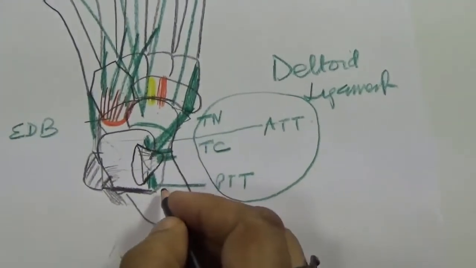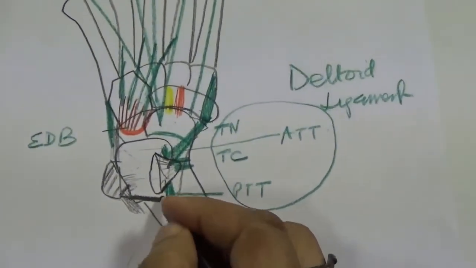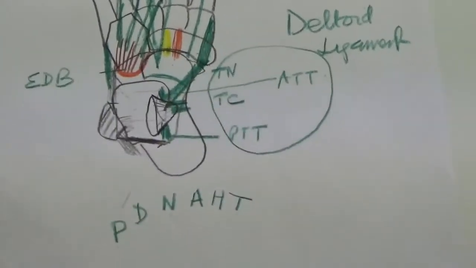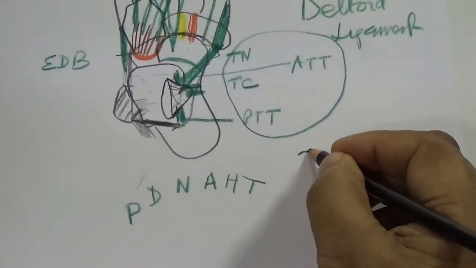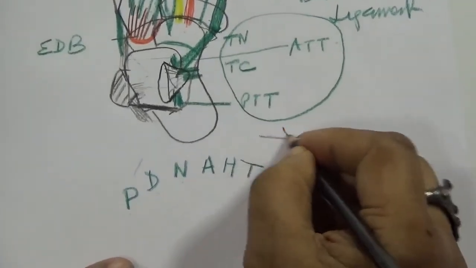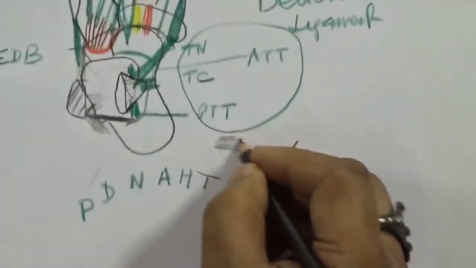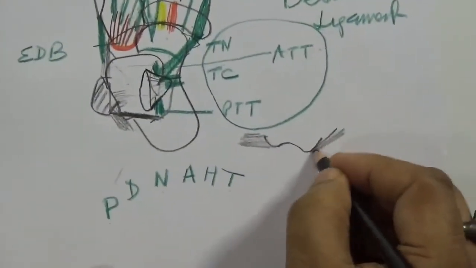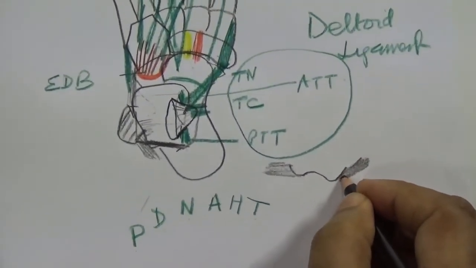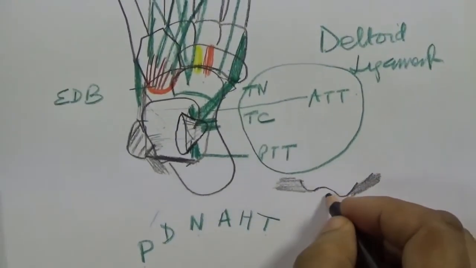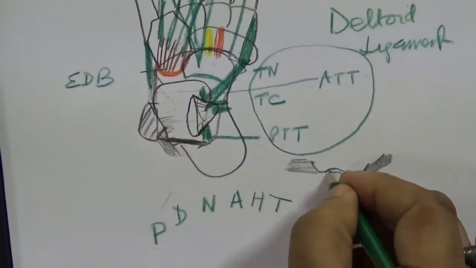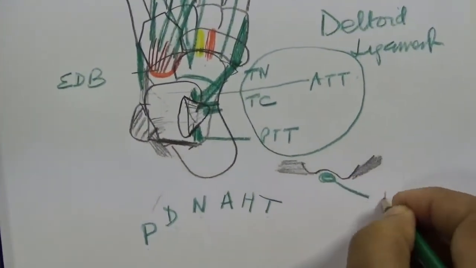Now, the thing about this is that the posterior tubercle of talus is actually divided into two tubercles. Okay? So here is the attachment of the talofibular ligament, and here is the attachment of the posterior part of deltoid ligament, tibiotalar. In between, you have the tendon of flexor hallucis longus.